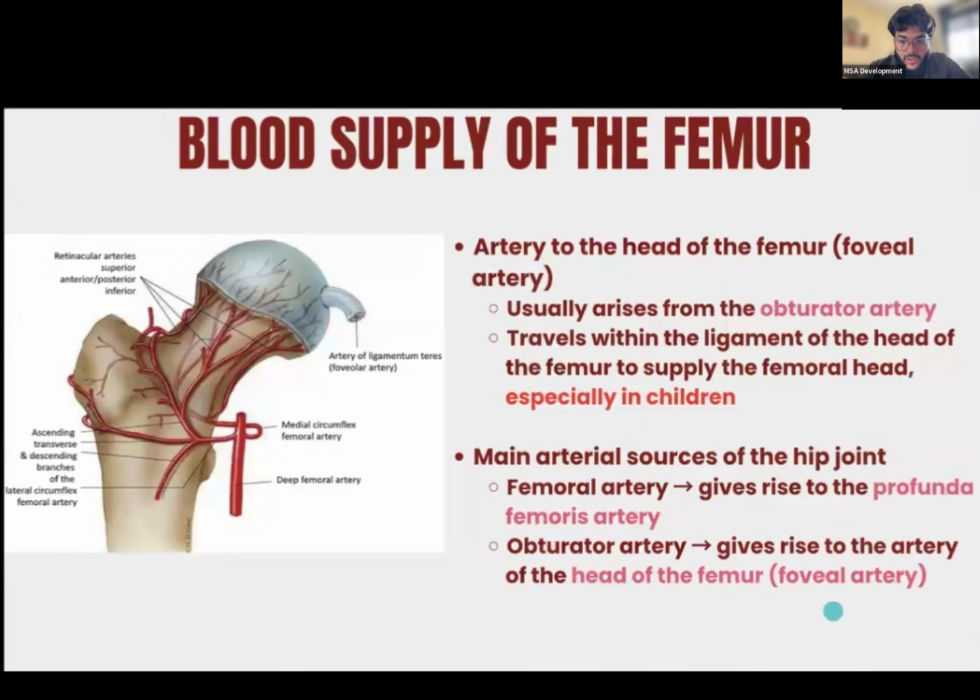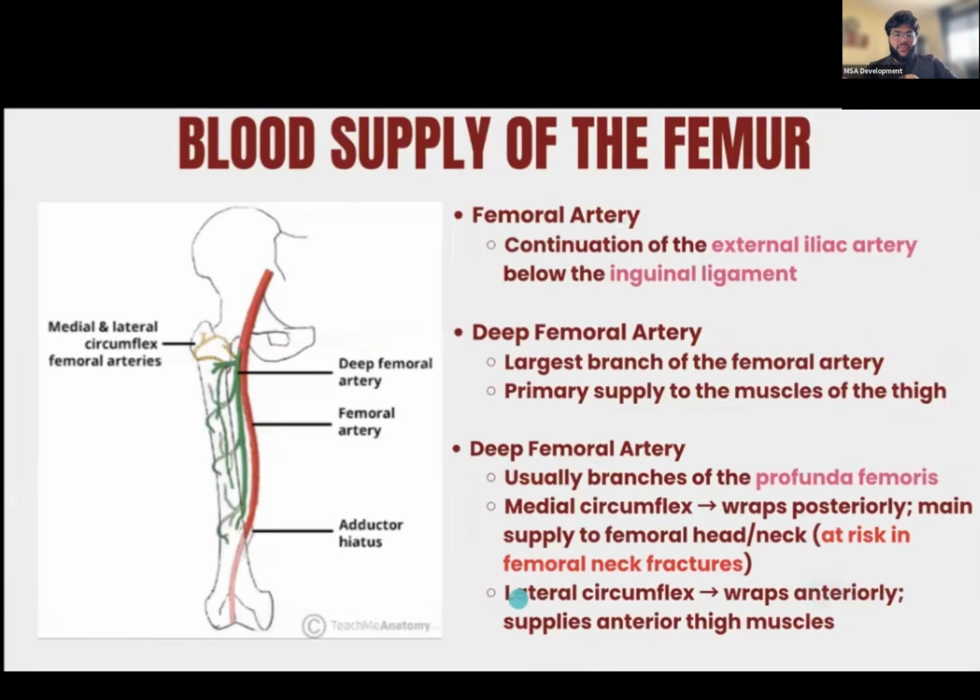Okay. Let's talk about the femoral artery a little more. So the femoral artery is a continuation of your external iliac artery, okay? And this artery goes beneath the inguinal ligament to form the femoral artery.